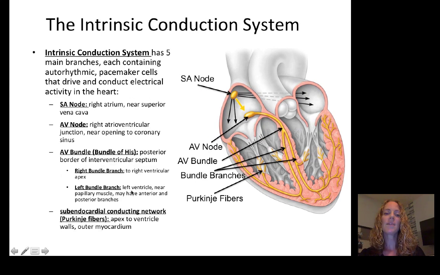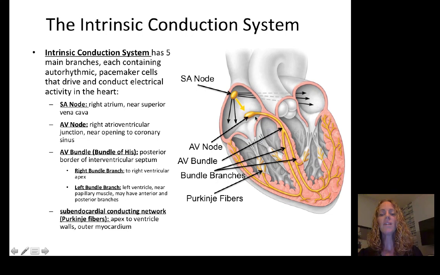This is the anatomy of the intrinsic conduction system. Starting in the upper right atrium near the superior vena cava, we have the SA node. Those pacemaker cells then send branches to the next portion, which is the AV node. SA stands for sinoatrial. AV stands for atrioventricular. This is near the right atrioventricular junction, close to the opening to the coronary sinus.